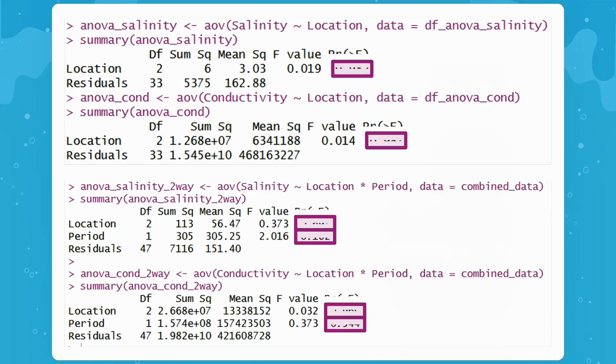The results were not significant for both salinity, with a p-value of 0.982, and conductivity, with a p-value of 0.987. The second series of tests used a two-way ANOVA which compared our data collected to historical data. The results further indicated that salinity did not differ significantly by location, with a p-value of 0.691, or by time period with a p-value of 0.162. Conductivity also followed the same pattern with a p-value of 0.969 for location and a p-value of 0.544 for period.